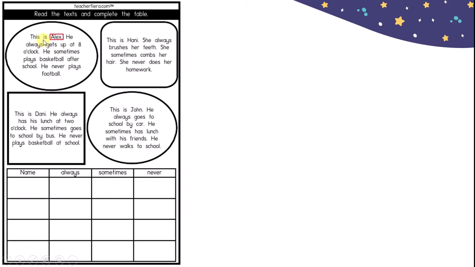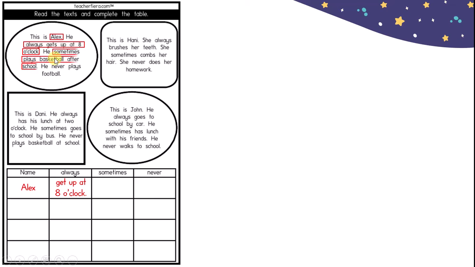Okay, so I will help you to answer the column for Alex. So, Alex, you write the name, Alex. Okay, and then for the column always, okay, you find the word always here. Always gets up at 8 o'clock. So you write gets up at 8 o'clock. Okay, you don't have to copy always. Always tak payah salin. Mulakan daripada gets up at 8 o'clock.